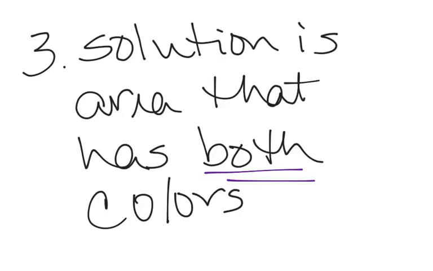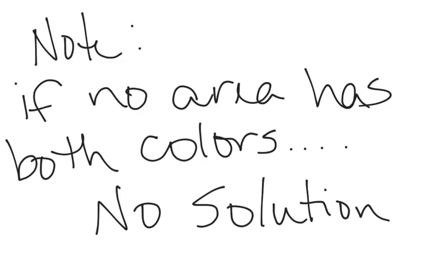I recommend that you do the first graph with one color, perhaps your pencil, the second graph with another color or a pen. The part of the graph that got both colors is your solution. However, if there is no area that has both colors, there is no solution to the system.